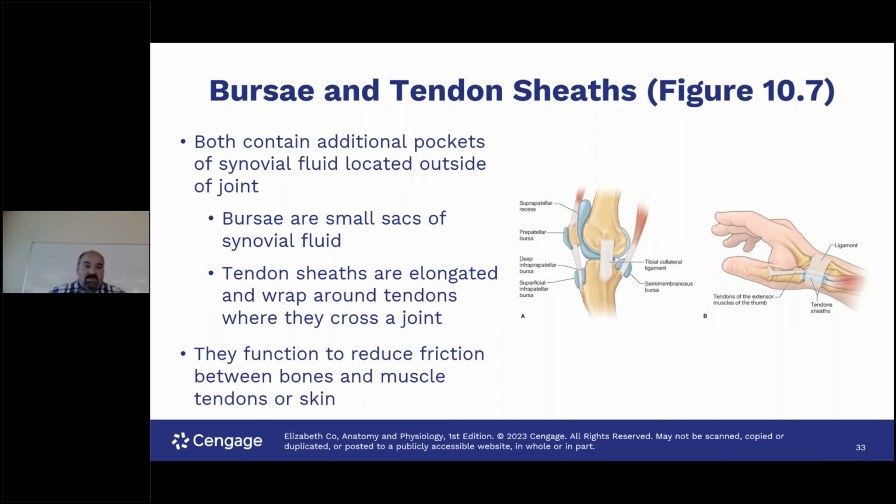Bursa and tendon sheaths. So you're seeing here as far as bursa, small sacs of synovial fluid. Okay, you're seeing examples on this image here. Tendon sheaths, they're elongated and they allow for movement. So they wrap around tendons where they cross a joint and allow for mobility. So free movement. Their function, so look on the bottom, reduce friction between bones and muscle, tendons, or skin. So do you see how bursa and tendon sheaths aid in the free mobility, the free movement of a joint?